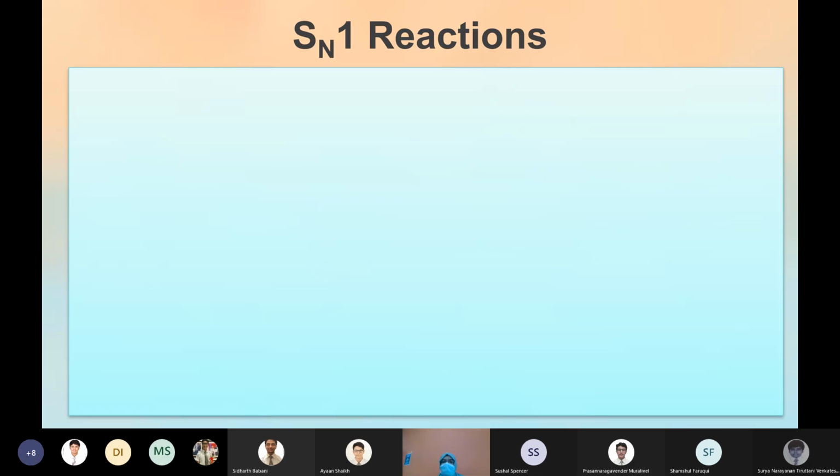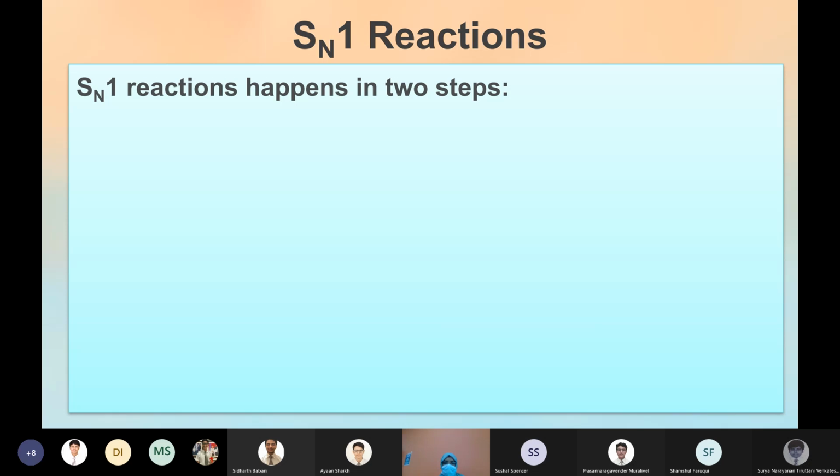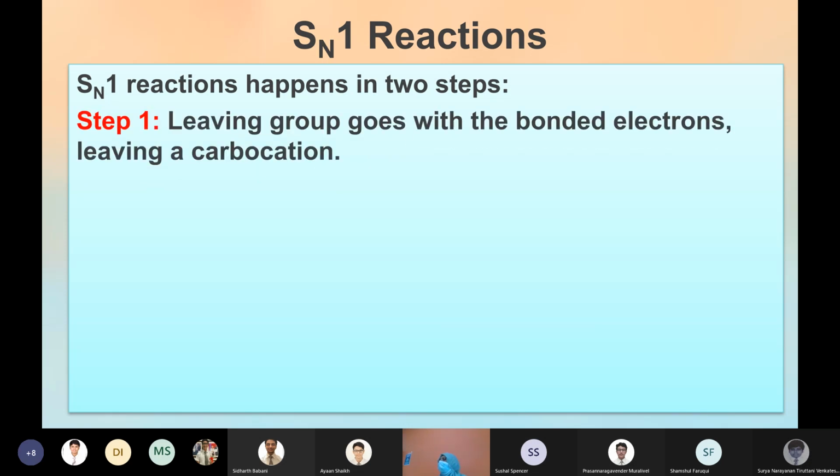Second mechanism is SN1 mechanism. It is a unimolecular reaction because in the rate determining step, only a single molecule takes part. That is why it's a unimolecular reaction.